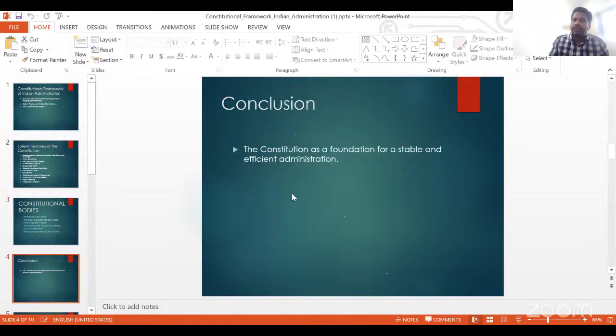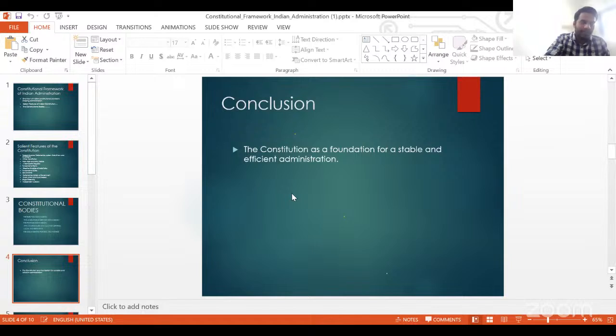Okay, so we can say that all these points have led to the foundation of a stable and efficient government. Till now, the government has been functioning due to the foundations laid by the Constituent Assembly in 1947 itself. All this makes the Indian Constitution a stable and efficient administration.